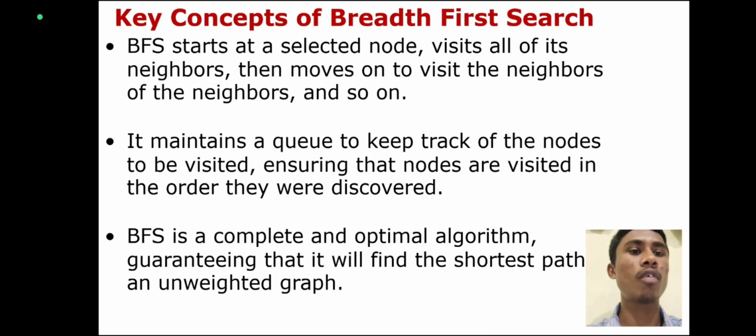Key concepts of breadth first search. Breadth first search starts at a selected node, visits all the node's neighbors, then moves on to visit the neighbors of neighbors, and so on. It maintains a queue to keep track of the nodes to be visited, ensuring that nodes are visited in the order they were discovered. It is a complete and optimal algorithm, guaranteeing that it will find the shortest path in an unweighted graph.